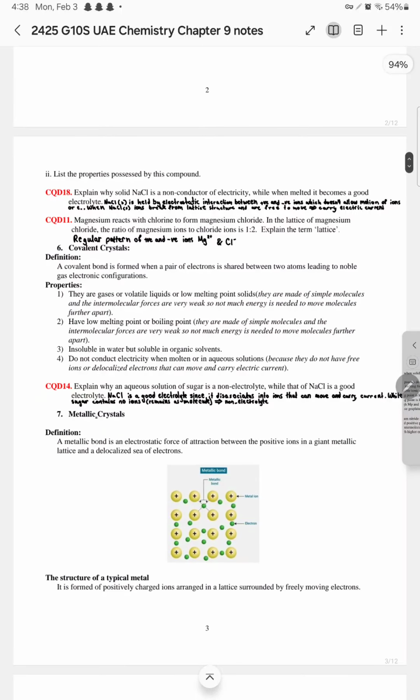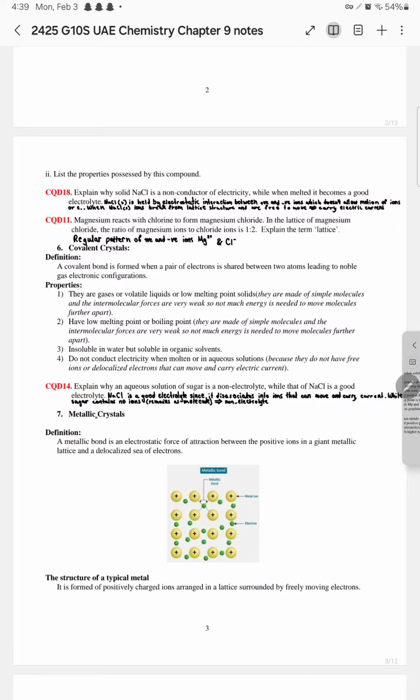CQD 18 now. Sorry, so NaCl, why is it not a solid conductor, and why is it a conductor when it's melted? It's the same reason we explained above, because of the electrostatic forces of attraction, and when you move them, they start repelling each other. The electrostatic force of attraction between them makes them not a conductor because they're holding all the ions and you have no free ions. But when you melt them, they have free ions.